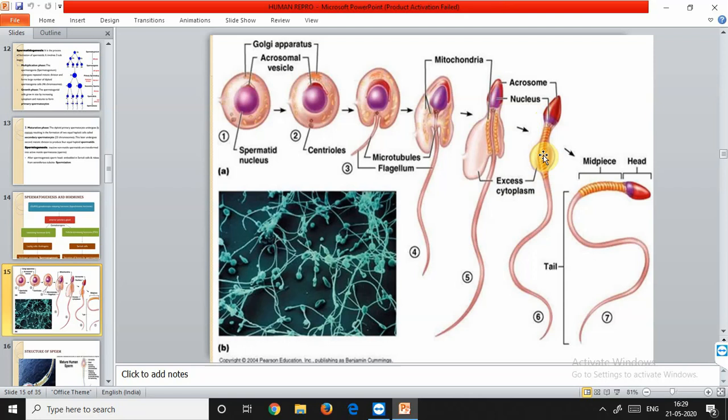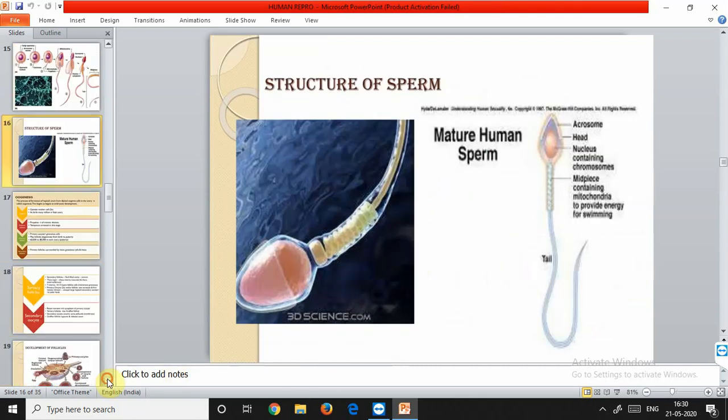Now the two centrioles of the middle piece develop the axial filaments, and these provide flexibility and movement. These go below and are now found in the tail, for the movement of the sperm to the ovum. This completes the process: the spermatid is completely transformed into a motile sperm, and this motile sperm is divisible into head, middle piece and tail. Now you can see the structure of a mature sperm.